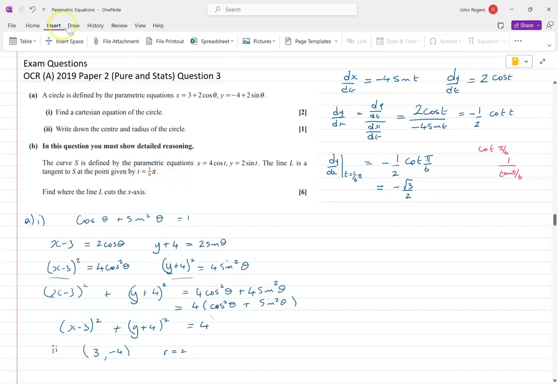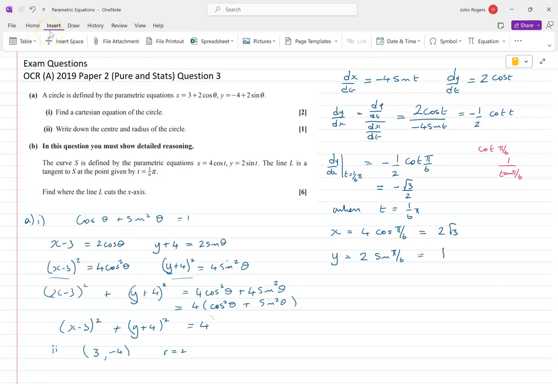Obviously we also need the x coordinate and y coordinate as well. So when t equals 1/6 pi, x is equal to 4 cos pi over 6. Cos pi over 6 is square root of 3 over 2. So times by 4, that's 2 the square root of 3. And y equals 2 sine pi over 6. Sine pi over 6 is half, so times that by 2 and we get 1.